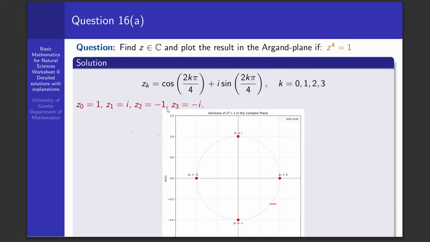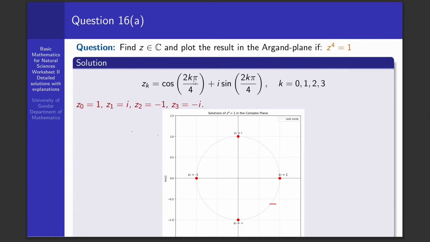Similarly, in order to determine z2, or the third root of this one, we have to take k to be the third element, that's simply 2. If we substitute 2 here, we have 2 times 2, that's simply 4 pi over 4, that is cosine of pi plus i times sine of pi. Cosine of pi is 0.